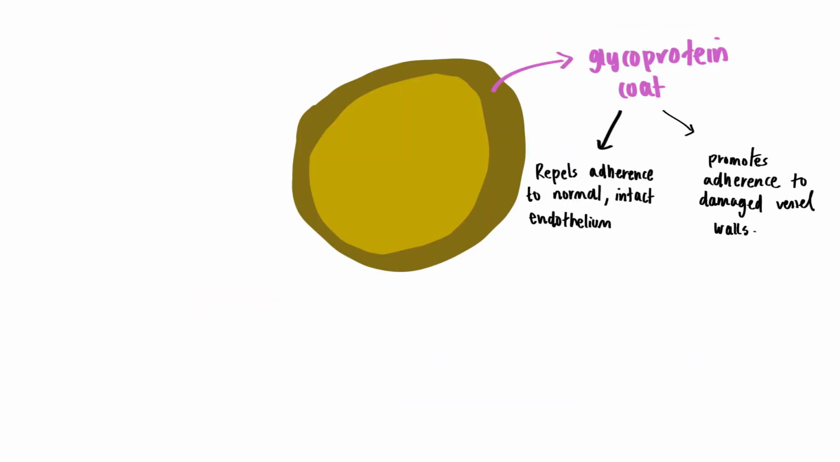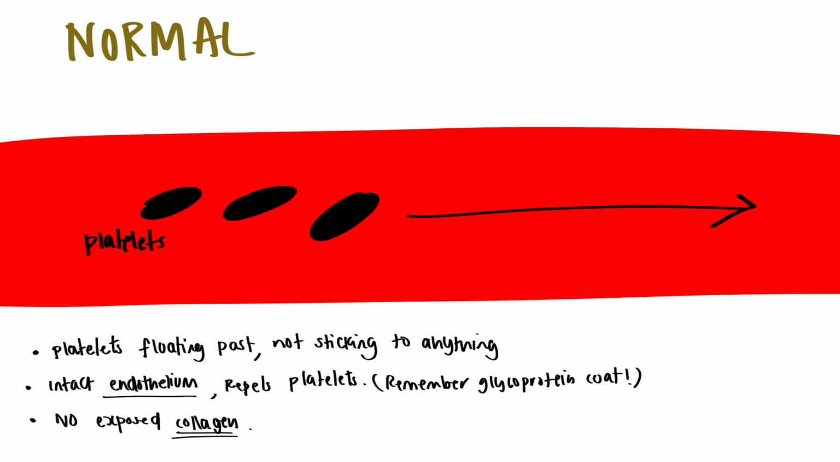Platelets have a glycoprotein coat, which prevents them from sticking to normal, intact endothelium, but allows them to adhere to damaged vessel walls. This prevents unwanted clot formation in healthy vessels. Now back to platelet plug formation.